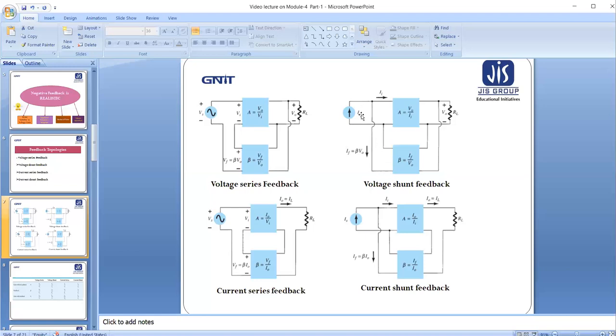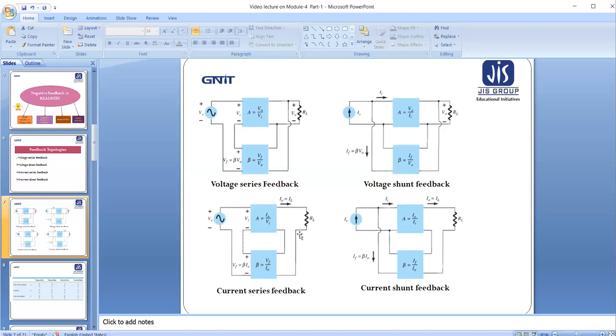So therefore, I can say that A, which is the amplifier gain, is nothing but V naught by Ii, whereas beta is equal to If by V naught, because the feedback circuit is producing the current from the voltage. Next one is current series. Current series means the output is current and series means the input. So the input signal must be voltage. So at the input side, the voltage signal must be present, whereas at the output side the current signal will be present.